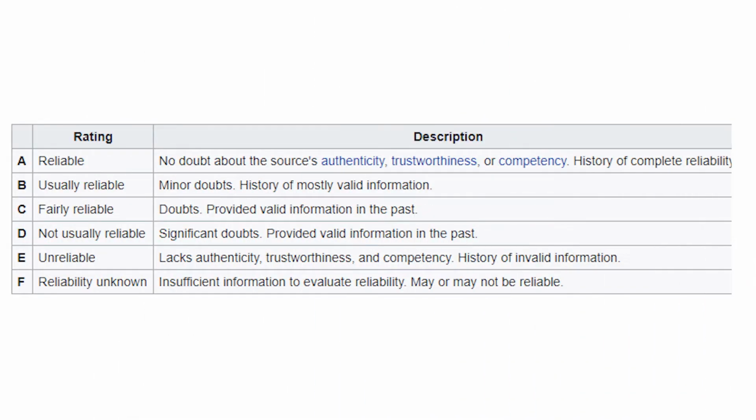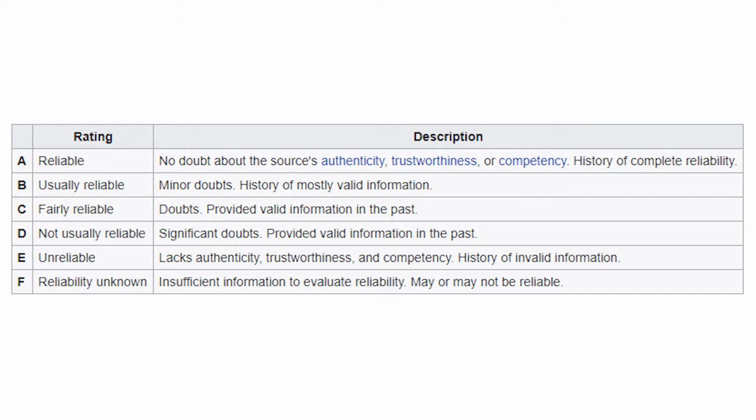To demonstrate a model of analysis, I'll refer to the evaluation matrix as described in the United States Army's Field Manual FM 2-22.3. The source reliability has 6 categories, or what we call ratings, and each has a description. A is reliable. That is where there's no doubt about the authenticity, trustworthiness, or competency. It has a history of complete reliability.